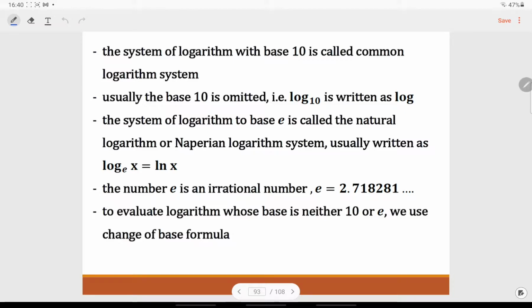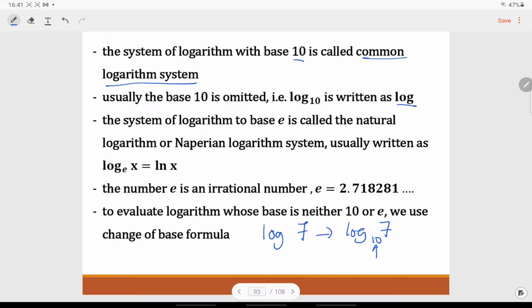Okay, the system of logarithm with base 10 is called a common logarithm system. Okay, to the base 10. Usually the base 10 is omitted. Okay, log 10 is written as log only, without any base. So that means if we have, for example, log 7, automatically we know that this is log 7 to the base 10. We just simply omit 10 because it is a common logarithm system. Without any base, we know that it is a base 10 logarithm.